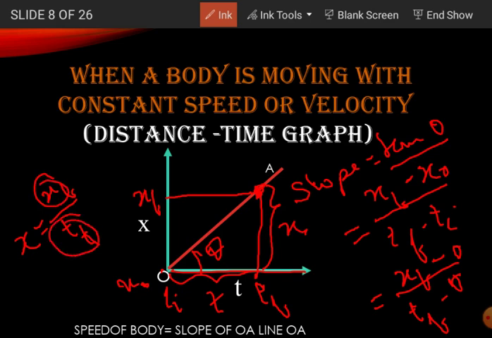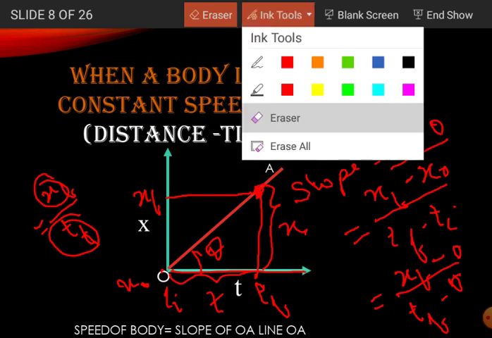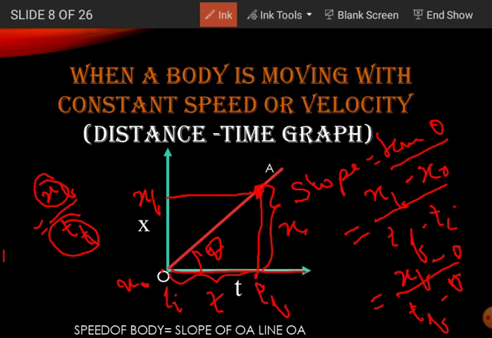Speed. So your slope, sorry, I have to write it as slope. Got it? So this slope is nothing but your speed. We may denote it by v, velocity, and your v will be equal to xf divided by tf, like this.